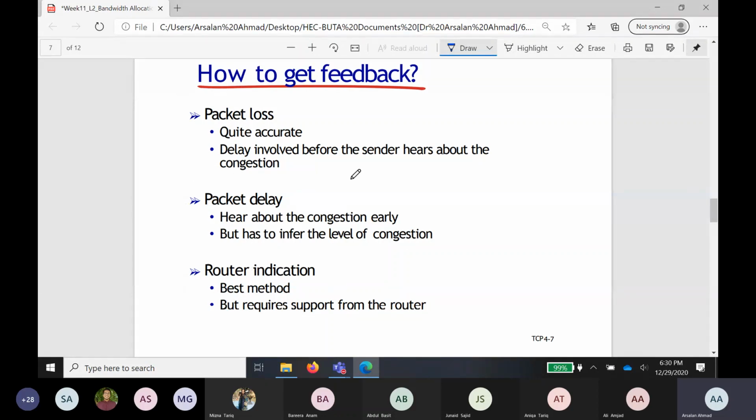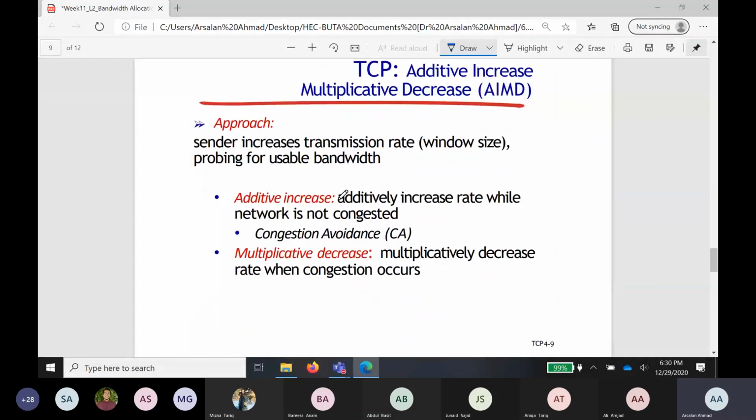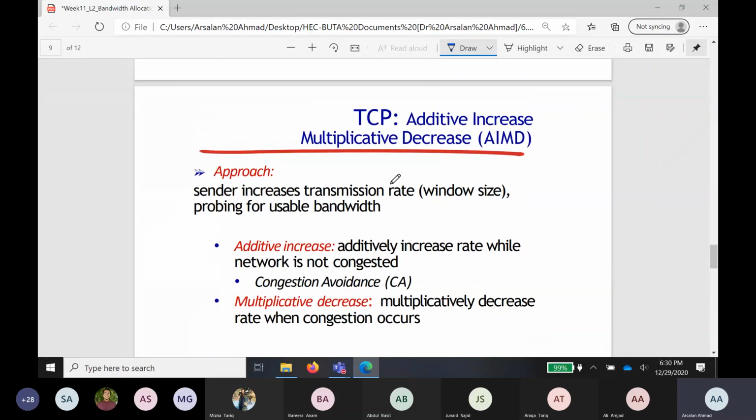I explained them last week as well, but we will discuss more about it after AIMD. So I started discussing AIMD and then obviously the lecture time was up. So let's continue our discussion from here.